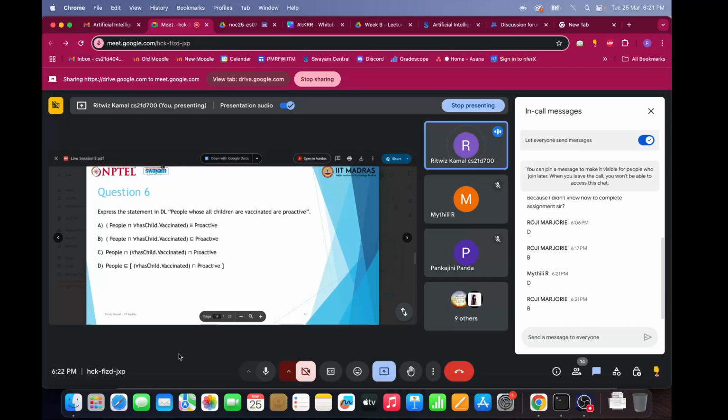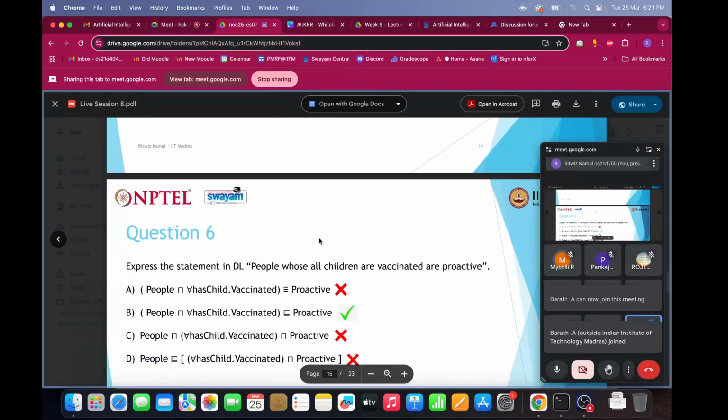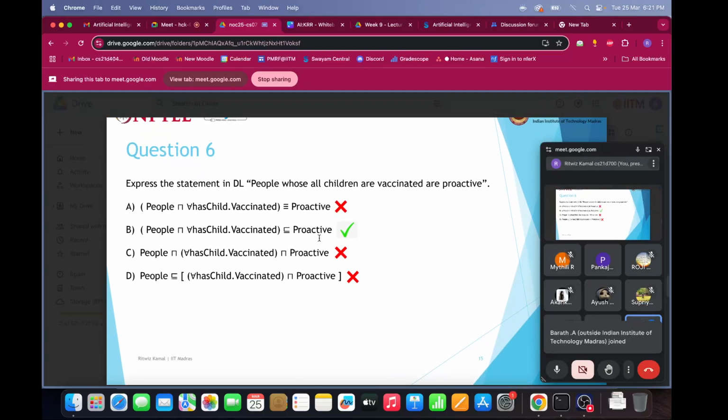So now, which option do you think would be correct? B, sir. B. So I think we have multiple votes for option B, and that is correct. Option B is the correct option over here.